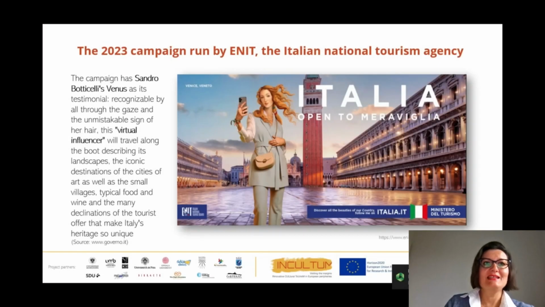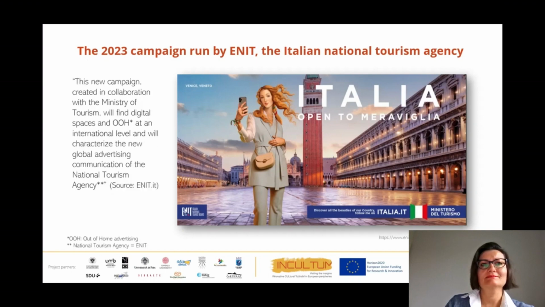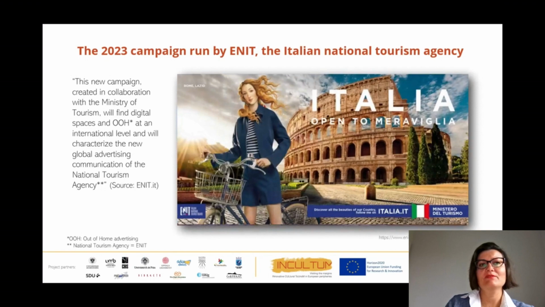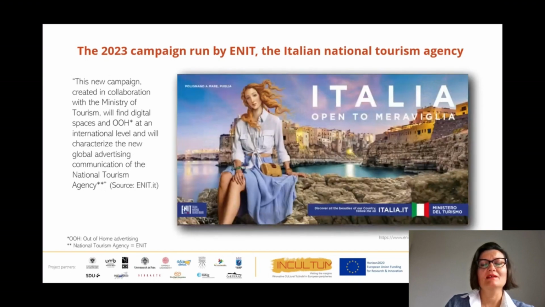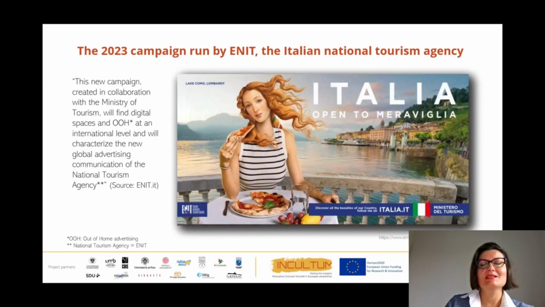More recently, ENIT, the Italian National Tourism Agency, based its campaign on Botticelli's Venus in a virtual influencer version. It is an attempt to associate some of the most popular destinations with an iconic figure, Venus and the Renaissance period, updating it to the contemporary world. She uses, in fact, a smartphone and goes on social media. Have a look at the different versions and the different highlights of this huge destination.